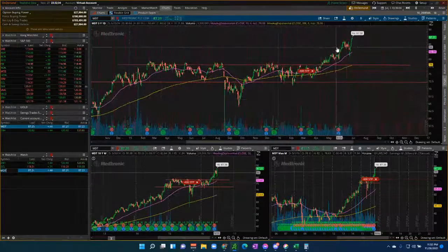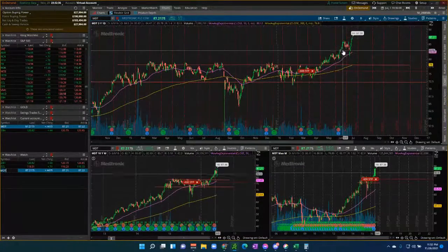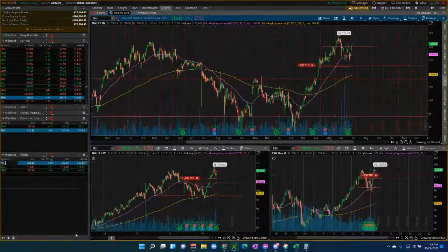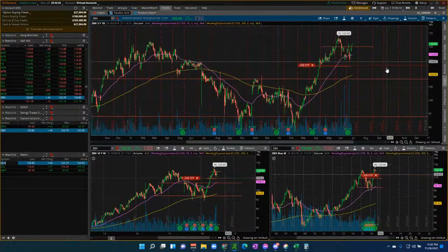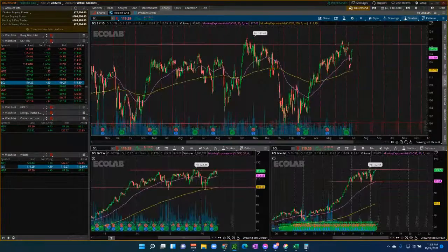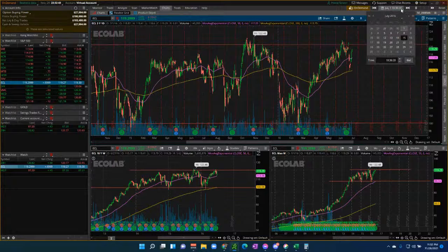MDT is definitely holding in there. It's a continuation of this play where it's bouncing off the 50. Breakout play, trending play. Zbhdx is hanging in there. So let's go back to ECL, and then step through it one week at a time.